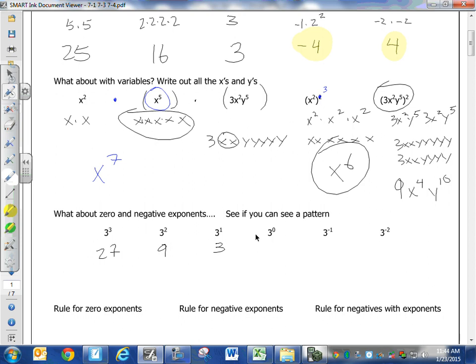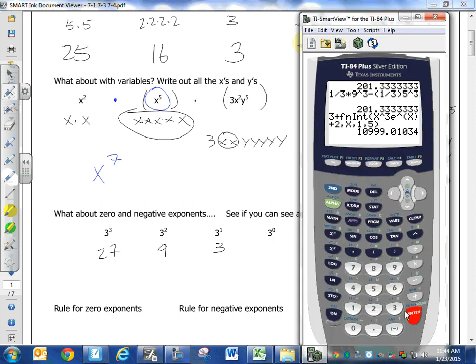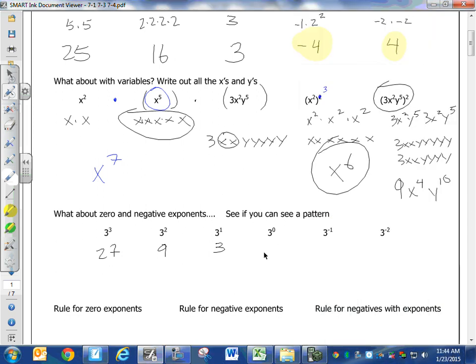Type it into your calculator if you have it. 1, but I don't know why. It is 1. Essentially, you can kind of see a pattern in why things to the 0 power is 1.